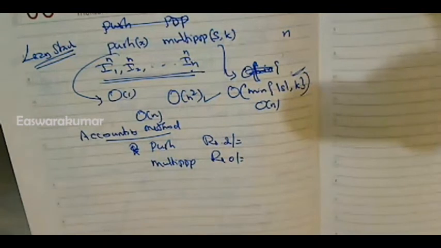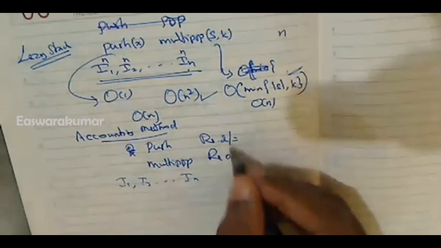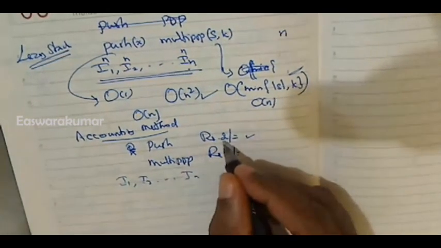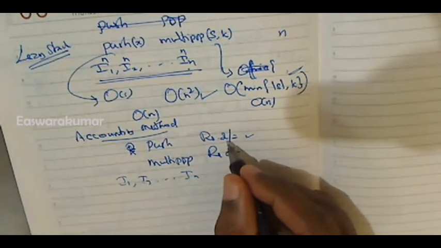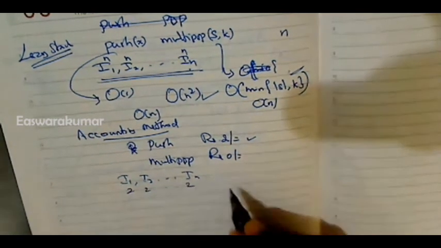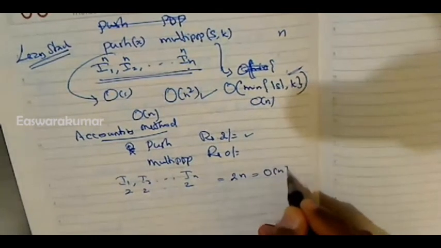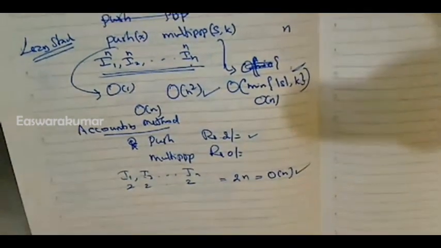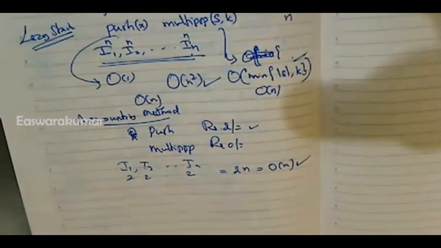So whenever I want to do a push instruction, I have to pay 2 rupees to the system. And whenever I want to do a multi-pop, I am not paying any money. Therefore, if I have n instructions like I1, I2, ..., In, the worst case is the push, because multi-pop costs 0 and push costs 2. If all the instructions are pushes, 2 rupees here, 2 rupees here, 2 rupees here, so totally 2n in the end, that is equal to O(n). Now you see, with O(n) time we can complete the task. So this is what amortized analysis is.